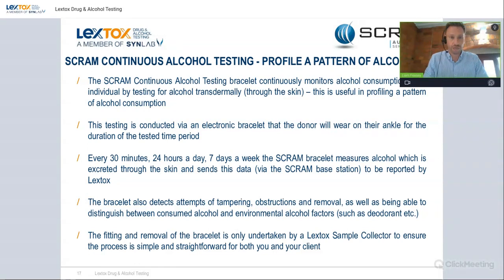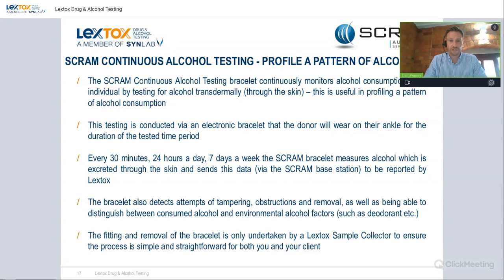When an individual consumes alcohol, the majority of the alcohol is excreted from the body via urine, but 1% of the alcohol is excreted from the body across the skin via perspiration and sweat. And the SCRAM device is testing that sweat for the presence of alcohol. It takes a reading every 30 minutes of every day. So it's really useful for showing a trend or monitoring alcohol consumption subsequent to the bracelet, the device, being fitted.